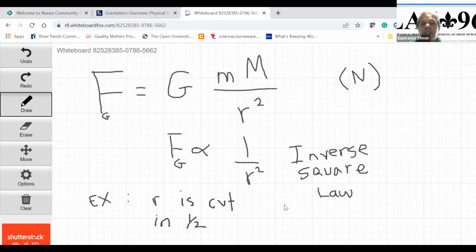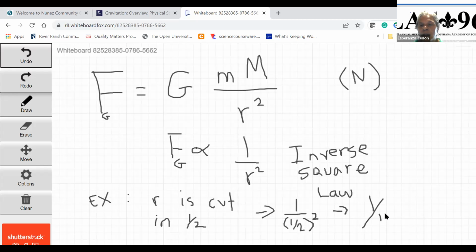But now, pay attention to this inverse square law. So if R is cut in half, you take 1 over 1 half squared. Okay, 1 half squared, and that becomes 1 over 1/4, because 1 half squared is 1/4. This means then that the force is 4 times stronger.